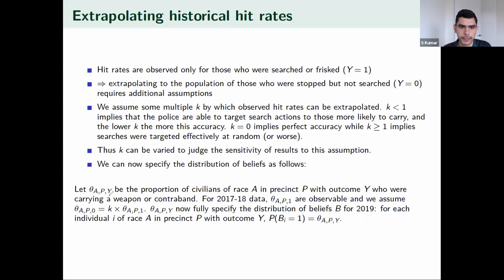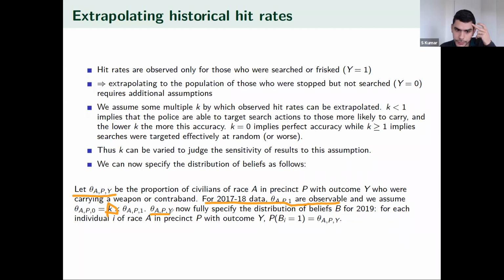we're saying, let's look at the empirical average, the proportion of civilians of a certain race in a certain precinct with some outcome who have been discovered to be holding a weapon or contraband. That's how the hit rate comes about. Now note that this is observable only for those who actually were searched. The people who are not searched, maybe they are carrying something, maybe they aren't, we don't know. So to extrapolate to them, we need to put in some more multiple. And that's what we're doing here. We're saying, let's come up with some multiple K to extrapolate to those who are not searched so that we can specify a hit rate for everybody together.